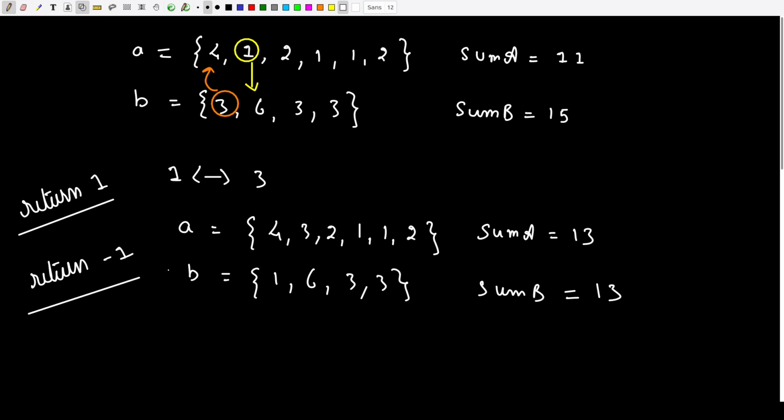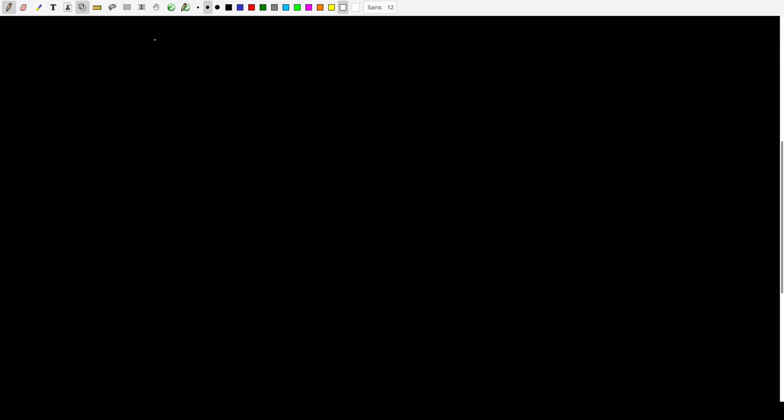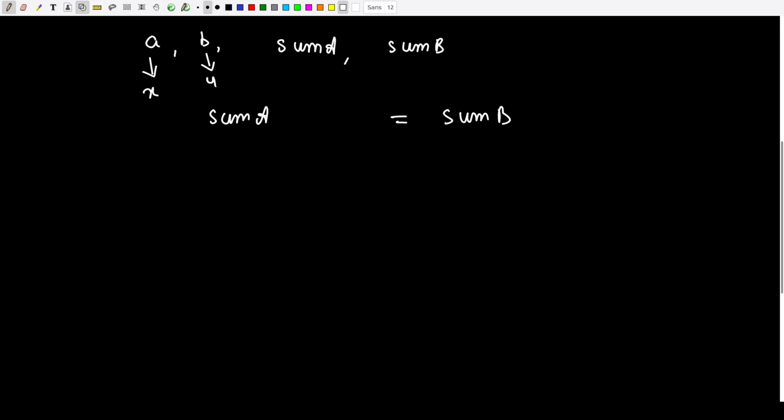Now let us discuss the solution of this problem. Let us say the two arrays given to us are A and B, and the sum of array A is stored in a variable sum of A and the sum of array B is stored in a variable sum of B. Now our task is to make sum of A equal to sum of B, and we can make the sums of these two arrays equal by swapping an element from array A and an element from array B. So let us say the element being swapped from array A is X and the element being swapped from array B is Y.